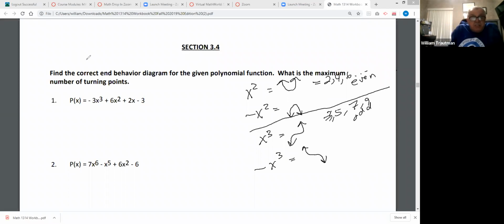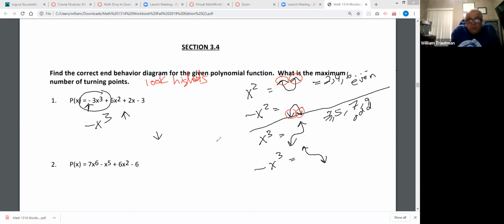So it says find the correct end behavior. When we talk about the end behavior, we're talking about the tips. These are the ends. So we only look at the highest power when we're discussing end behaviors. We only look at the highest power. So this is the highest power. It has a negative. This is a negative x to the 3. Negative x to the 3, the end behavior looks like this.